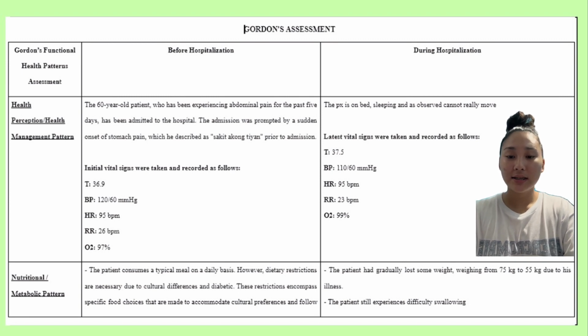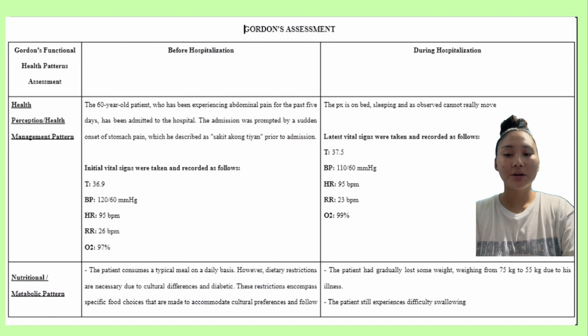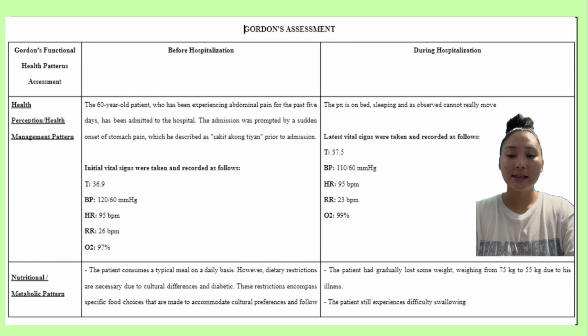So before hospitalization, the 60-year-old patient who has been experiencing abdominal pain for the past 5 days has been admitted to the hospital, and the admission was prompted by a sudden onset of stomach pain, which he described as sakit akong tiyan prior to admission. And initial vital signs were taken and recorded as follows. So for the temperature 36.9, BP 120/60, HR 95, RR 26, and O2 sat is 97%.